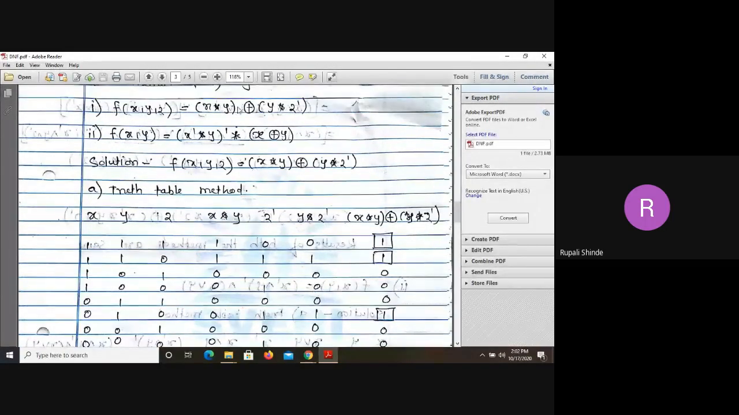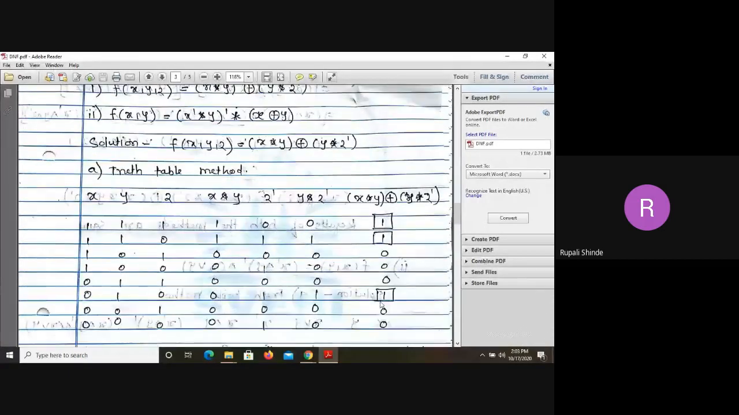And now we can find the value for this whole expression, x star y XOR y star z complement. Okay. XOR means what? We have to take the addition of these two columns. This one and this one. So 1 plus 0, it is 1. 1 plus 1, it is 1. 0 plus 0, 0. 0 plus 0, 0. 0 plus 0, 0. 0 plus 1, 1. 0 plus 0, 0. 0 plus 0, 0. Okay. Now we got the value for this final column.